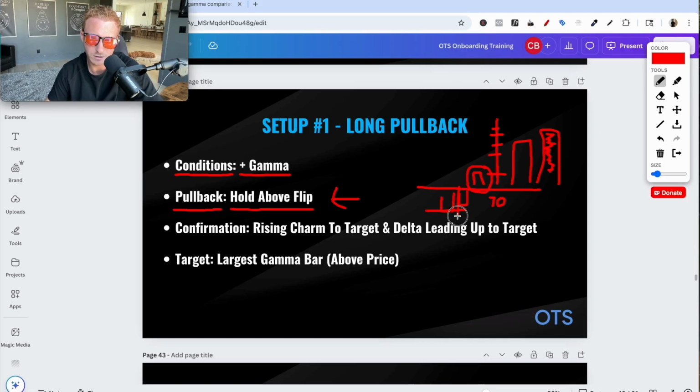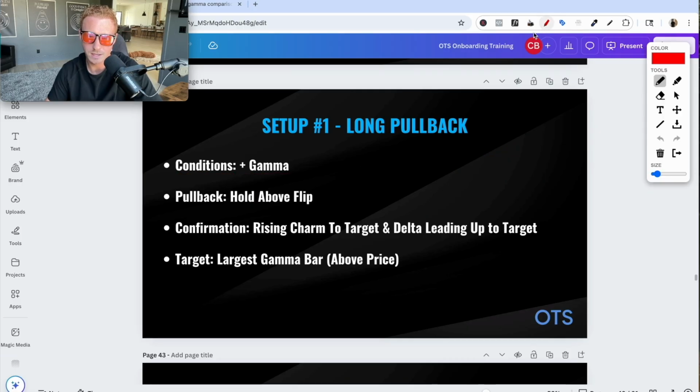Sometimes there is defense here, because the dealers don't want us to go negative. That's going to make their job harder. So they're going to try to defend this whole area. They're going to be playing defense in this area, meaning they're going to be hedging a lot in this area, trying to push price back up. So we want us to at least hold above the flip. And a confirmation for this is we want to see rising charm to the target and delta leading up to the target. So if we go to this example, if you can kind of picture what I just drew in the gamma chart, let's say for charm.